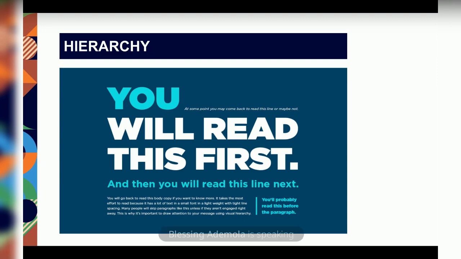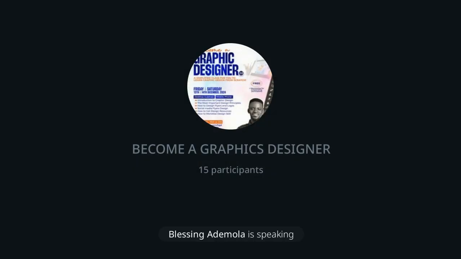Okay, you will read this first, and then you will read this line next. At some point, you may come back to read this line, or maybe not. Then you will go back to read the body copy if you want to know more. It takes the most effort to read because it has a lot of text in a small font, in a lightweight, with tight line spacing.